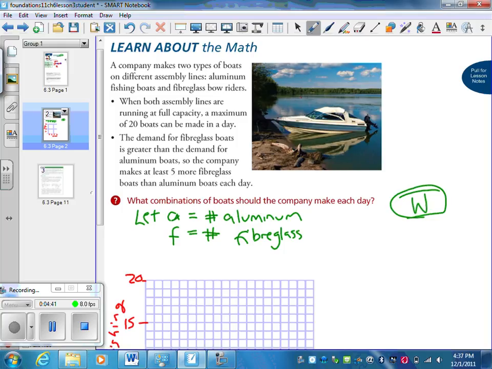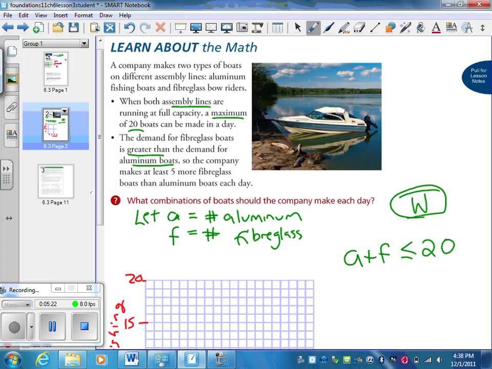Now what we need to do is make some inequalities. When the assembly lines are full, there's a maximum of 20. So A plus F maximum means that we have less than or equal to a maximum of 20. We could have 19, we could have 16, we can't have 24. Okay? The demand for fiberglass is greater than the demand for aluminum. So fiberglass is more than aluminum. So the company makes 5 more fiberglass than each aluminum.